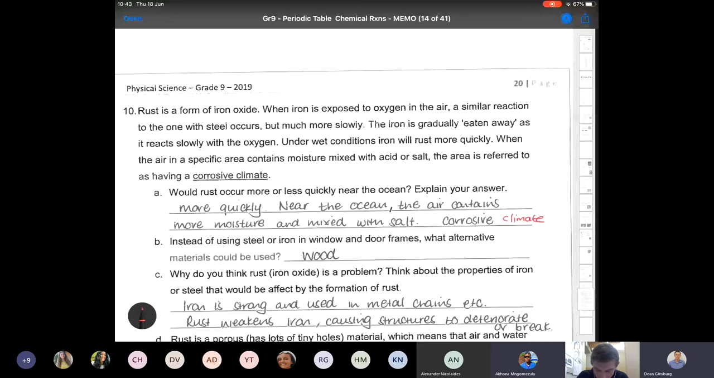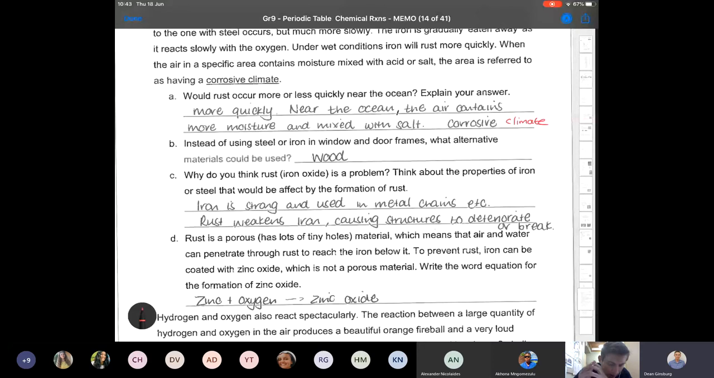Junior. I know you said you didn't do some of them, Junior, that's fine, but talk to me now. Instead of using steel or iron in window and door frames, what alternative materials could be used? So wood is an option. What other options can you think of, Junior?